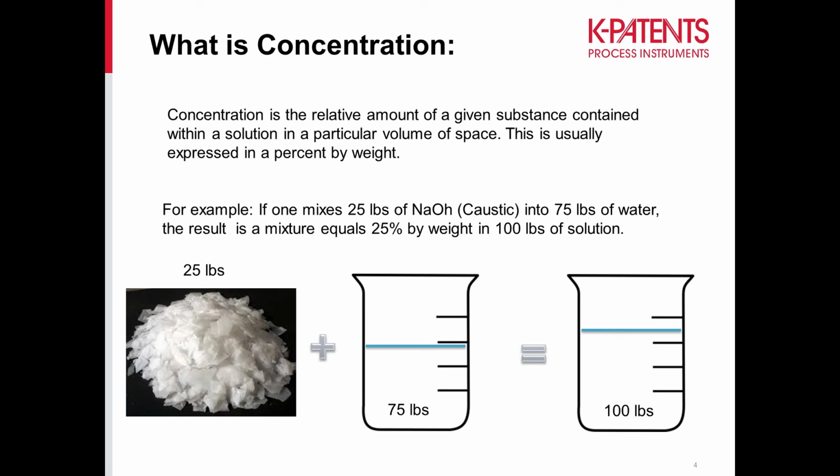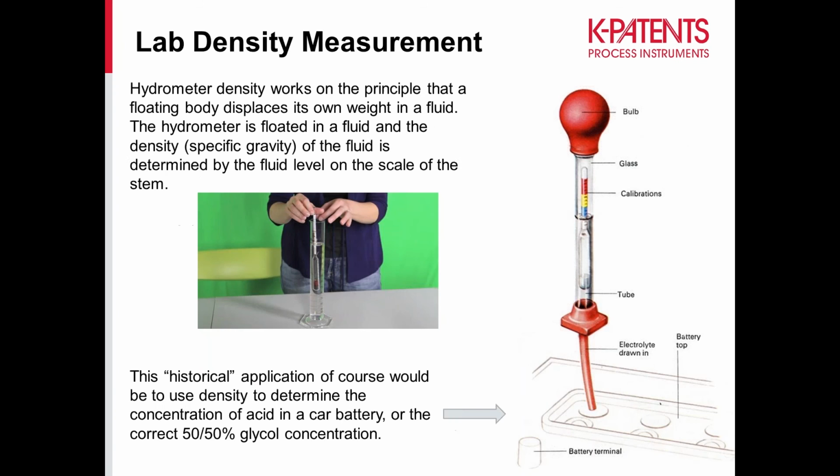Now, in order to measure concentration, as far as you can measure density as a way of measuring concentration, probably one of the most simple ways of doing that is using a hydrometer. The principle of a hydrometer is that a floating body displaces its own weight in a fluid. So if you float that hydrometer, in that picture with the green background, into the liquid, the specific gravity or density is determined by the scale on the stem of that hydrometer.